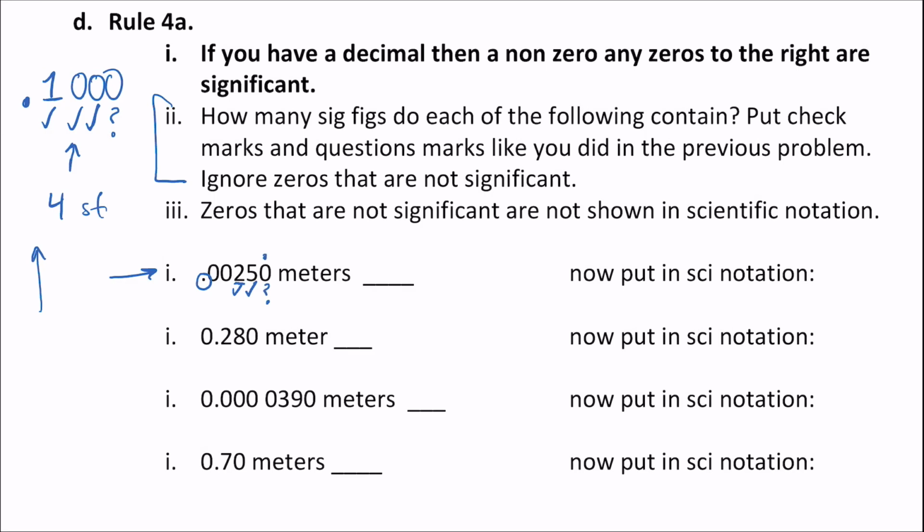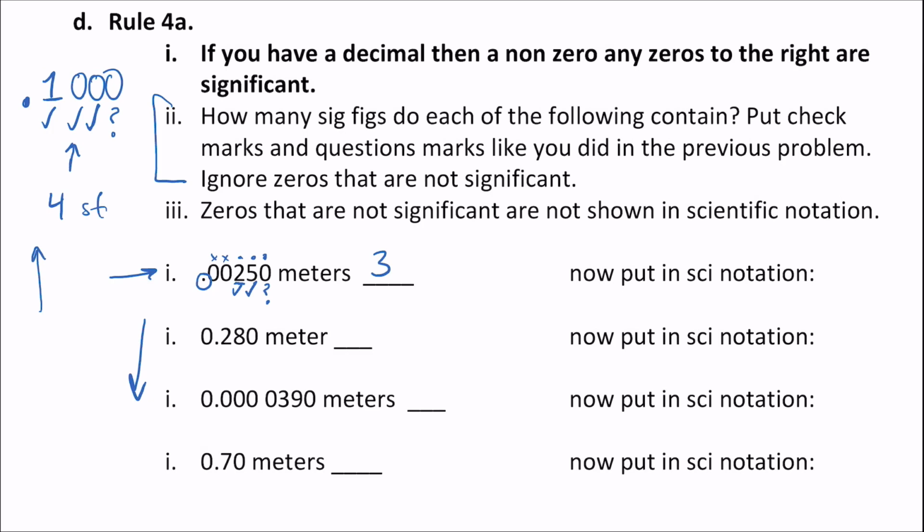Since it's the rightmost, it's going to be our guess. And these zeros don't count, which is what we learned in the last rule. So here we have 3 sig figs. The 0 on the right does count. Before we do scientific notation, let's finish this column just to talk about what counts and what doesn't.